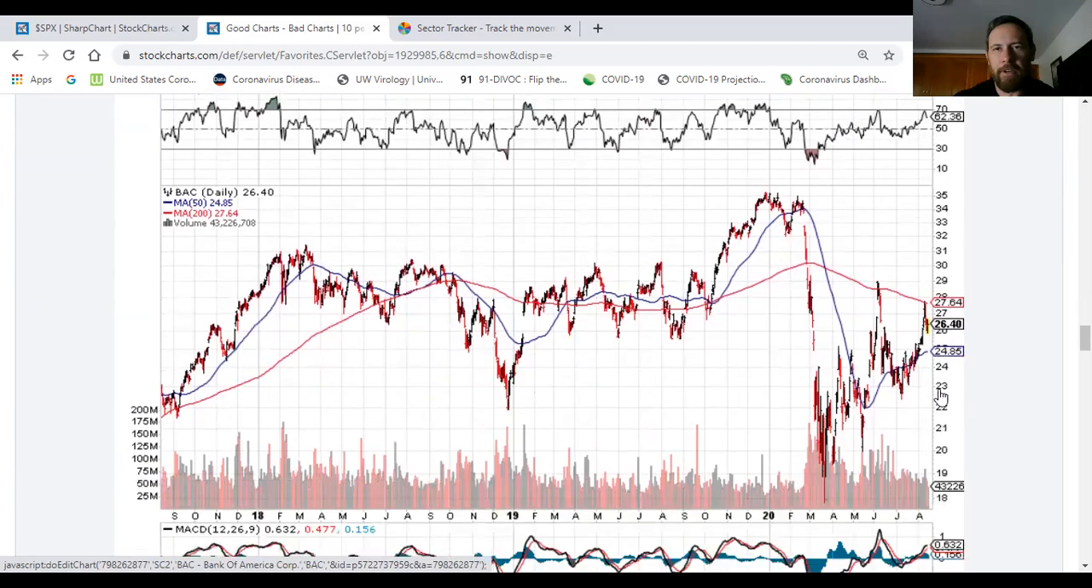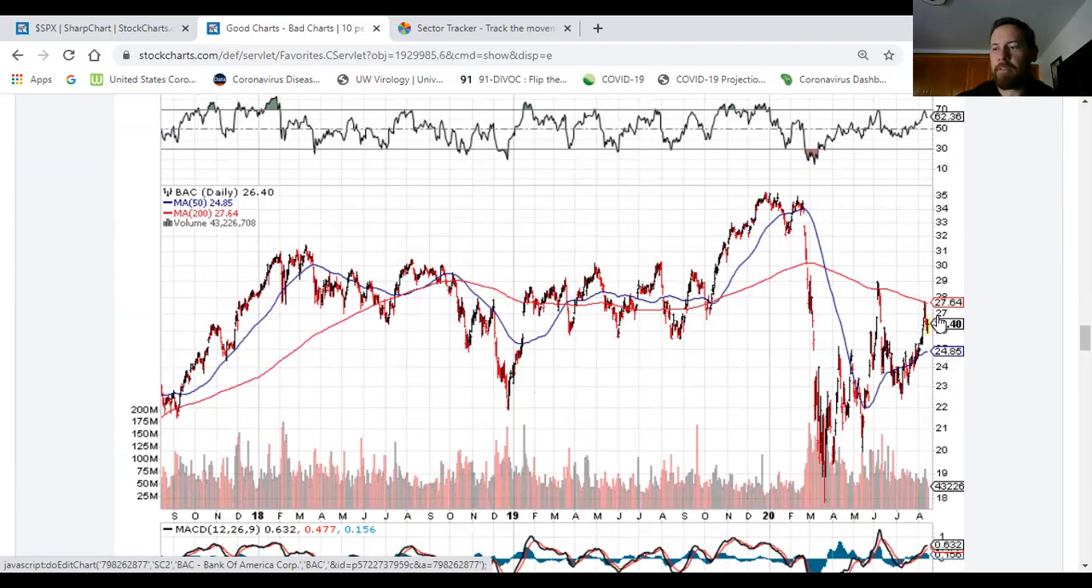Bank of America, there's another kind of bear market chart. You can see that it has failed twice at its 200-day moving average. You get these initial thrusts up, the relief rally as the economy started to open back up in June. It failed at the 200-day as we started seeing case counts rising in Florida and Arizona and Texas. And again, it's failed here at this 200-day.